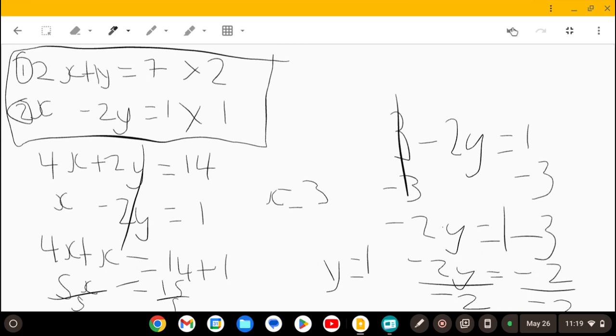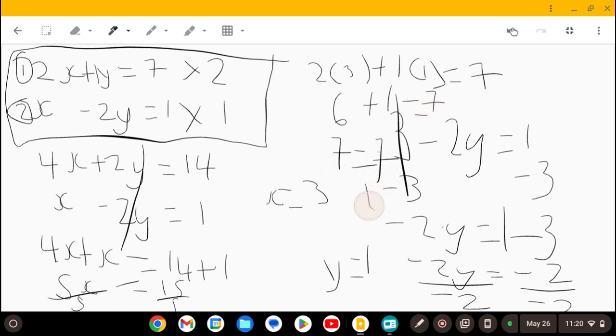Being that it's 2x plus y is equal to 7, I'm going to try that one. So it's going to be 2 times the value of x, which is 3, plus 1 times the value of y, which is 1, is equal to 7. So let's see if we got that. 2 times 3 is 6, 1 times 1 is 1. So far we have 6 plus 1 is equal to 7, and 7 is equal to 7. So that's how we know that our answer is right.